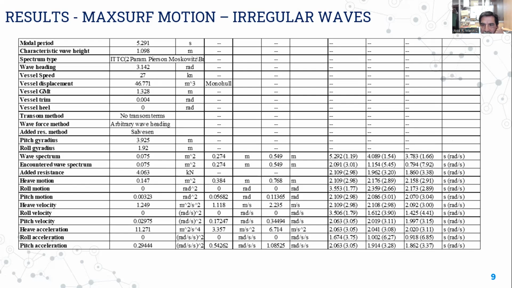So what are these columns? For example, for the added resistance, I see 4.063 kilonewtons. And when you move to the right, I see 2.109. What is that number? And in parentheses, 2.98. What is that?